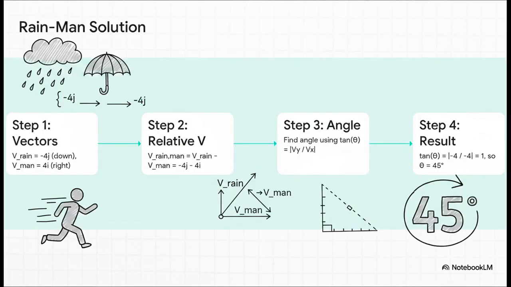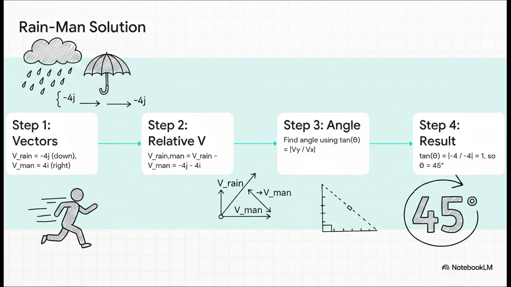Let's solve this from scratch, step by step. Okay, step 1, define the vectors. The rain is falling down, so we'll call V rain minus 4j. The man is moving to the right, so V man is 4i. Step 2, we need the velocity of the rain with respect to the man. That's V rain minus V man, so we get minus 4j minus 4i. Step 3, now we just find the angle of this new vector.